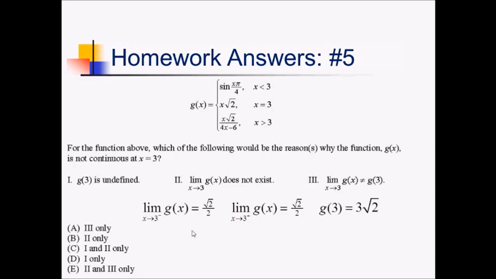So let's look at all these now. We see here that g of 3 has this value of 3 radical 2. Well, it has a value. It exists. It's not undefined. So option 1 is no good.